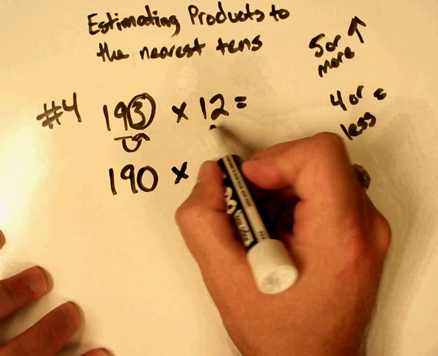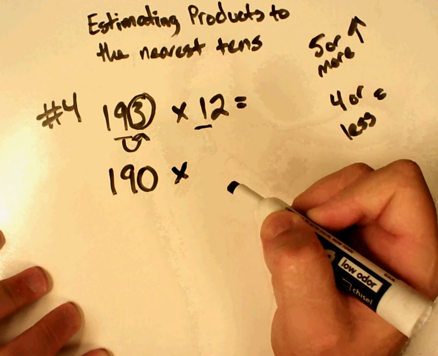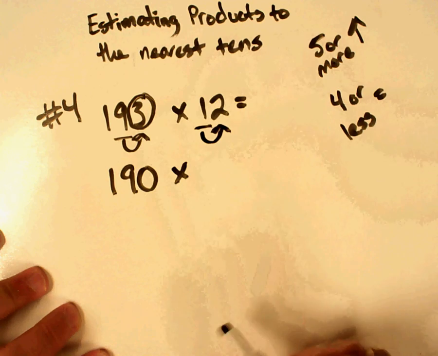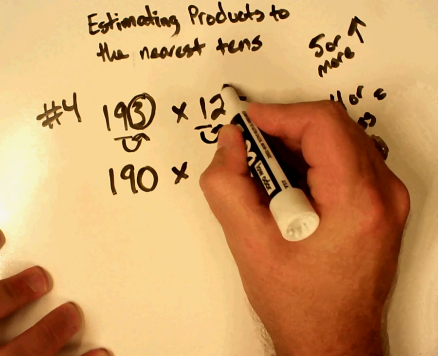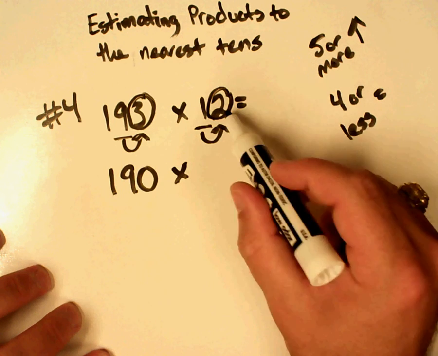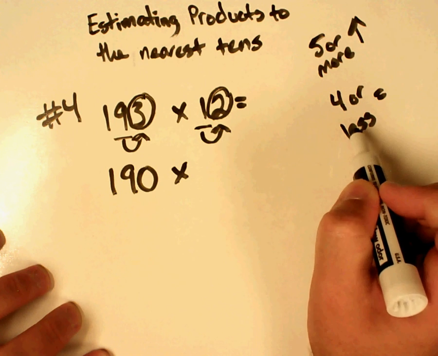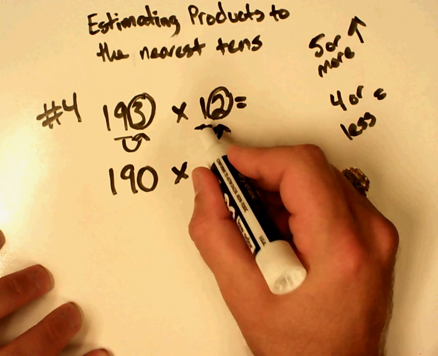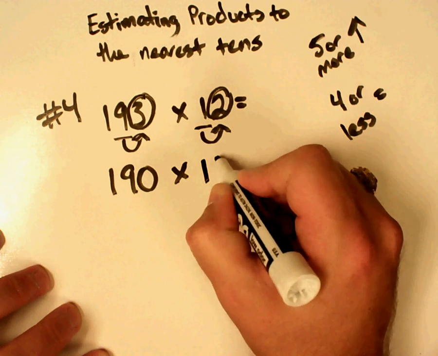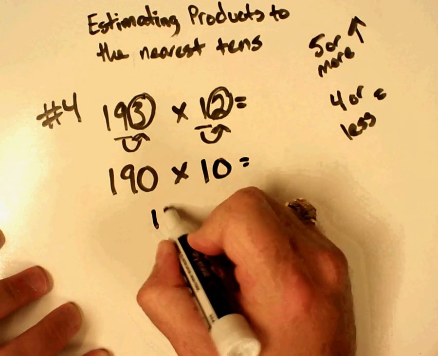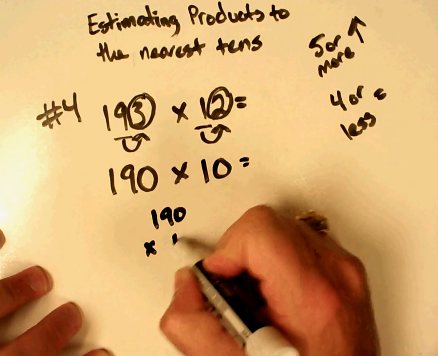Look at my 12. Again, I'm rounding to the tens place, so I'm going to underline my 1 because it's in the tens place. Looking to the right at my 2, which is in the ones place, I'm going to circle it just to see what I need to do. The 2 is 4 or less, so I'm going to let it rest. I'm going to leave my 1 alone. So my 12 rounds to 10, and then I get 190 times 10.